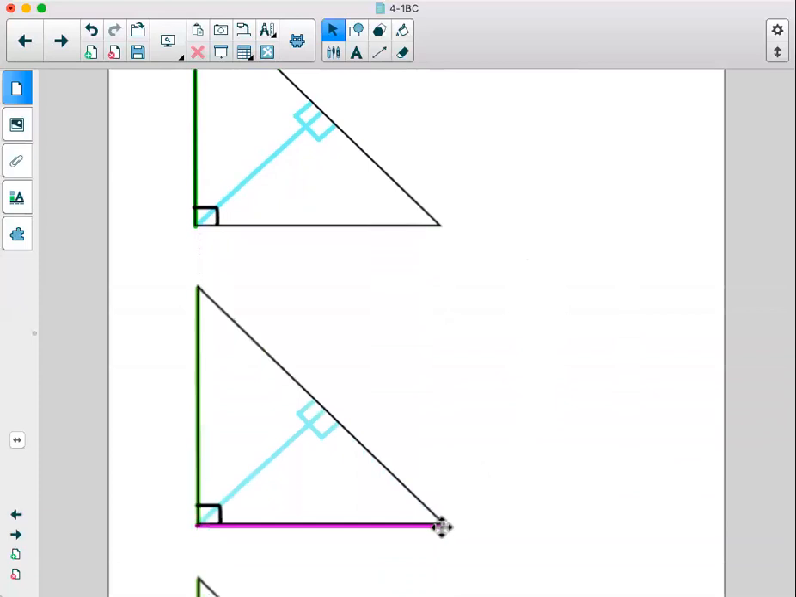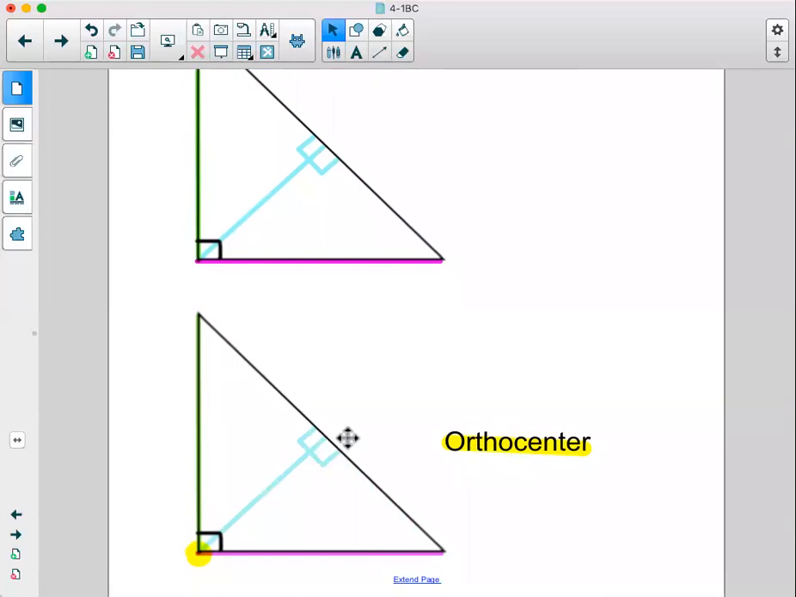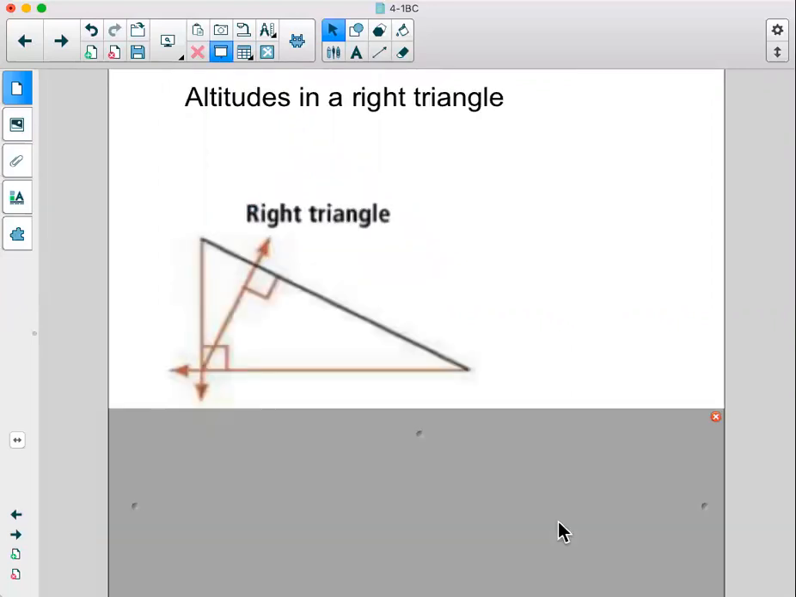And likewise from this vertex, this side is an altitude. So for the right triangle, the two legs of the right triangle are altitudes of that triangle. And the third altitude is here. And so notice the three altitudes intersect at the orthocenter. And notice in this case, the orthocenter is on the right triangle.